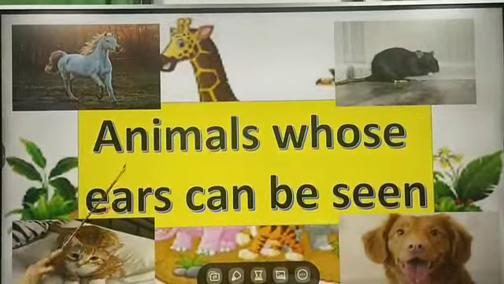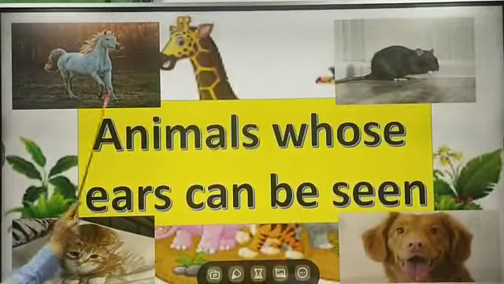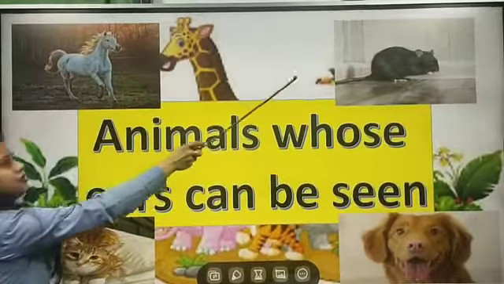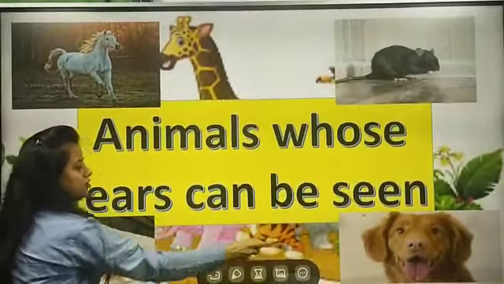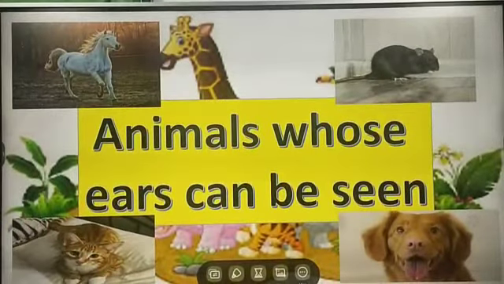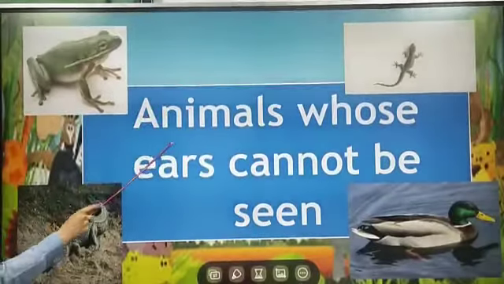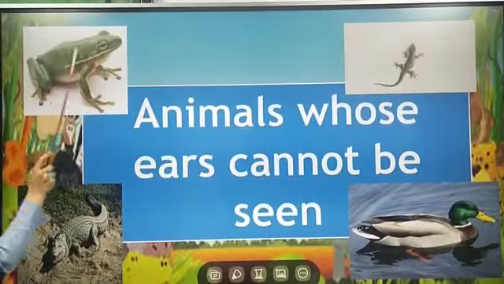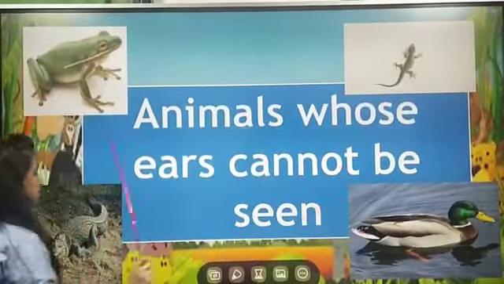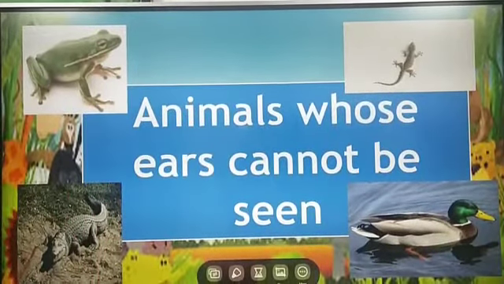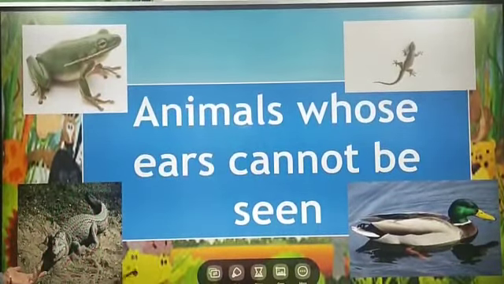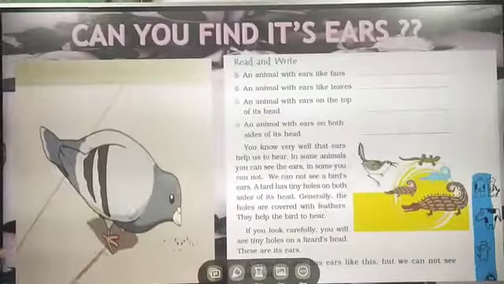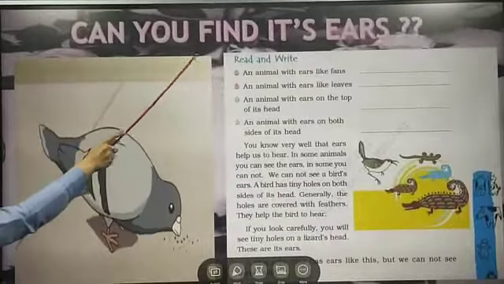Animals whose ears can be seen, for example, are horse, giraffe, mouse, dog, cat, etc. Animals whose ears cannot be seen are frog, lizard, duck, crocodile. So, kids, these are basically the birds as well as the reptiles whose ears we cannot see. Can you find their ears?